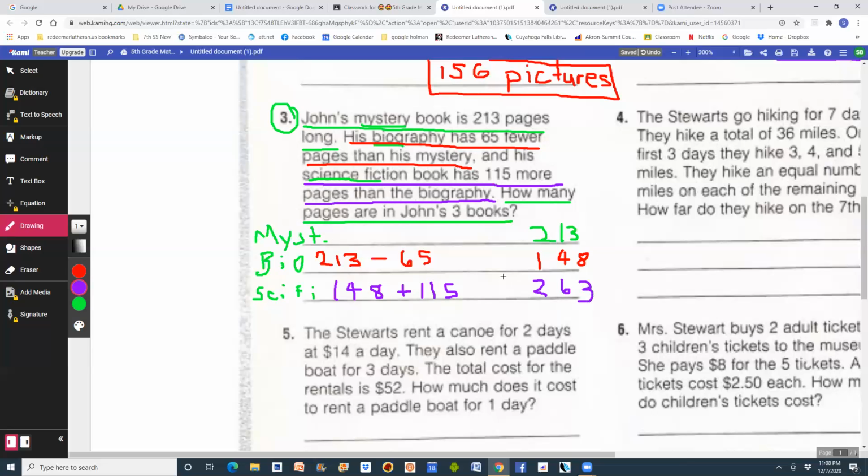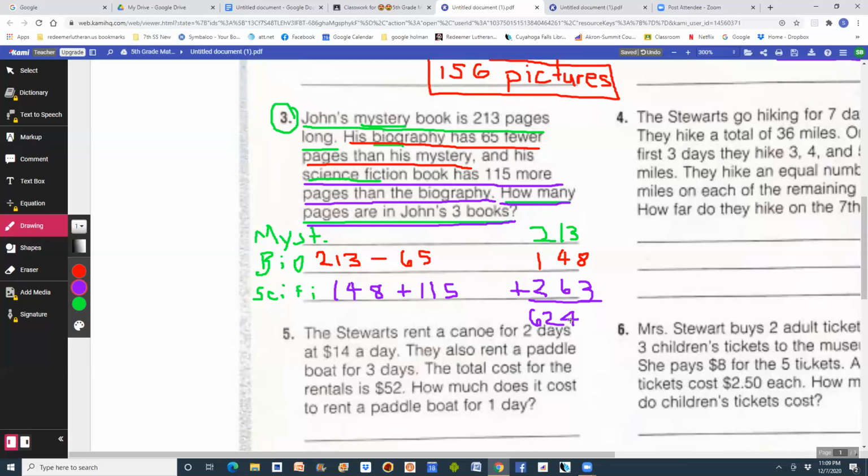And they want to know, I wish they had used the word total. How many pages are in John's 3 books? They're asking for a total here, but they could have made that a little clearer. Okay, so if they want the total there, then you're going to have to add those 3 up, and you may use your calculator for that, which would be 624.